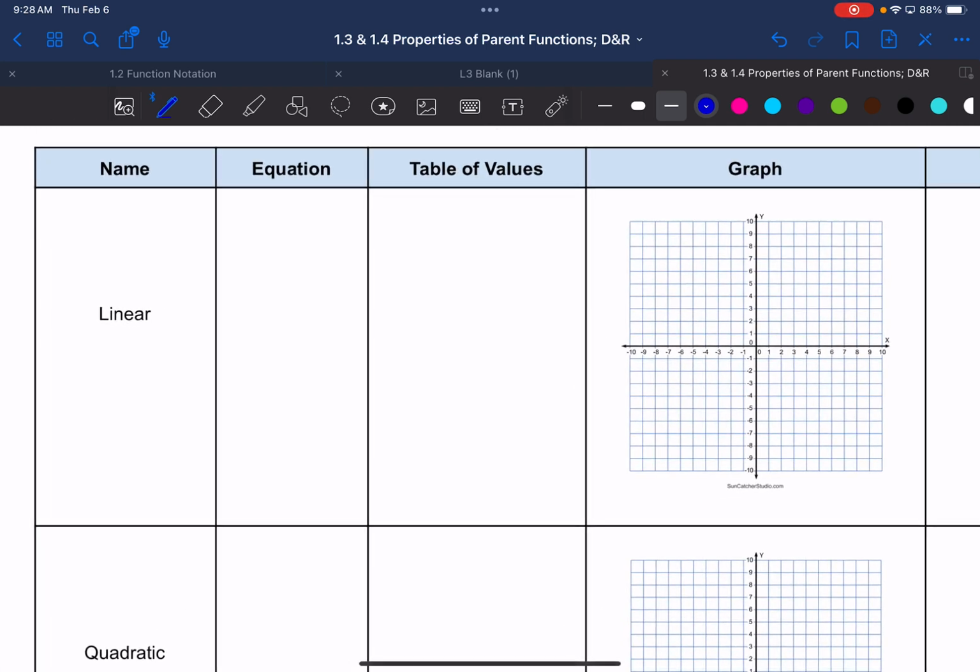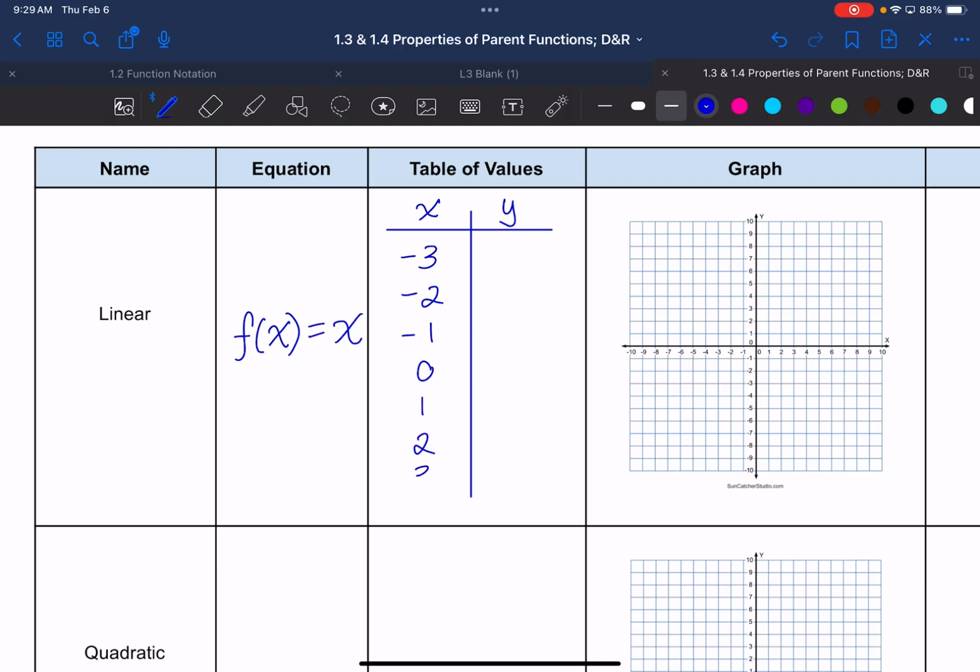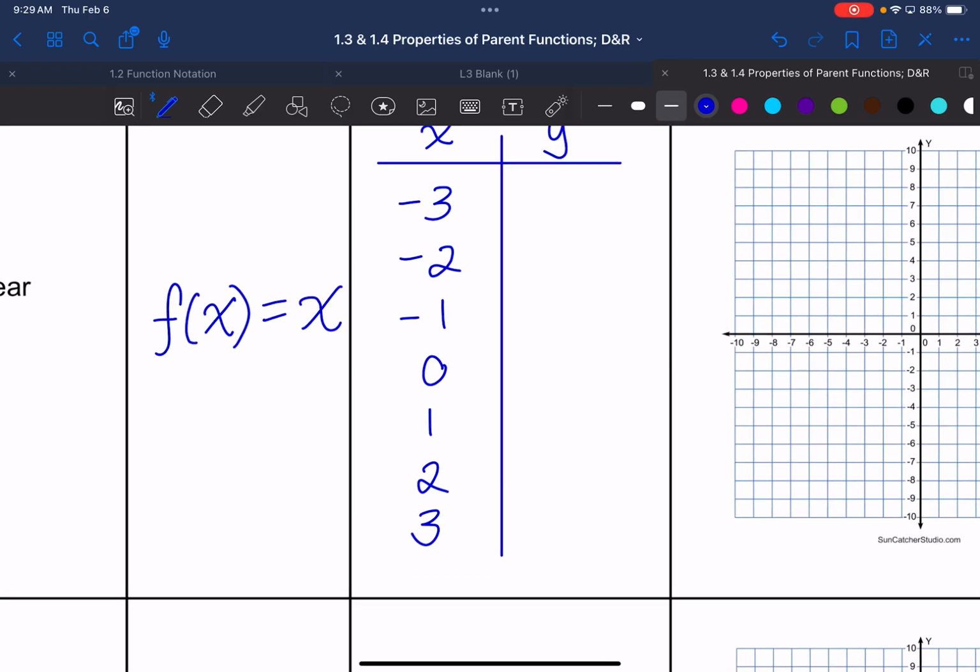Your equation, instead of saying y equals, we're going to just say f of x equals x, right? And if I made a table of values for this, going from -3 to 3, so -3, -2, -1, 0, 1, 2, 3, you'll see whatever I'm inputting is going to be directly my output. If I plug in -3 into this function, it's just going to give me -3. If I plug in 0, it's going to give me 0. If I plug in 2, it's going to give me 2. So my inputs just match my outputs.